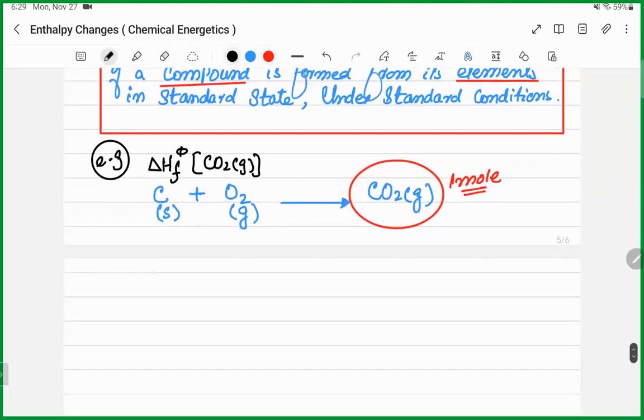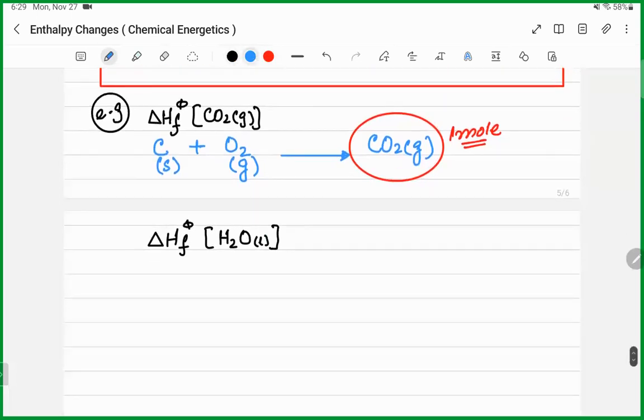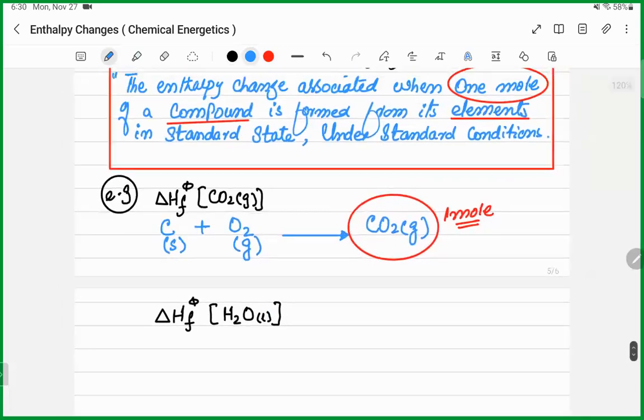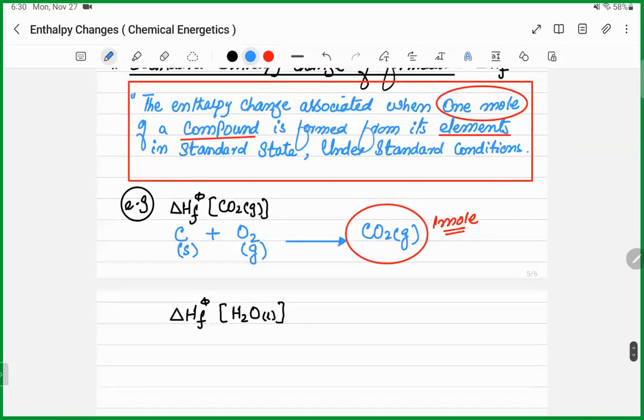Now if I ask you to write down the equation for the formation of H2O liquid, वाटर की फॉर्मेशन की इक्वेशन लिखिए. ट्राई करें. Write down the equation for the formation of H2O liquid. Now H2O 1 mole liquid forms, right hand side. ठीक है ना? Then write an arrow.